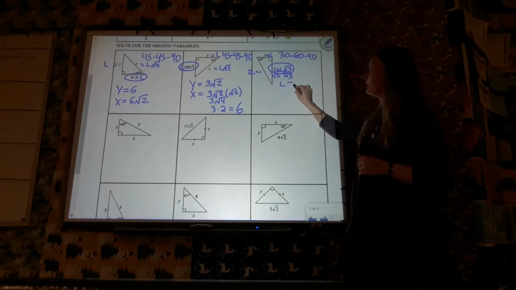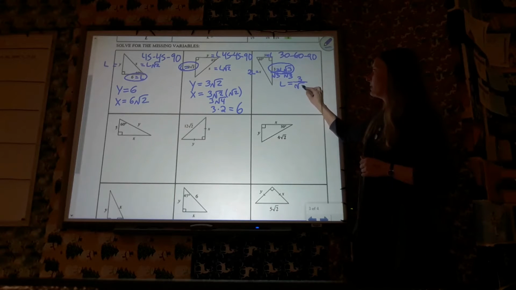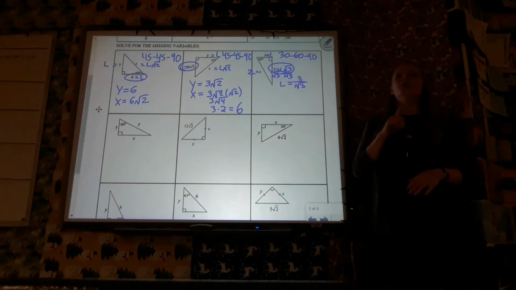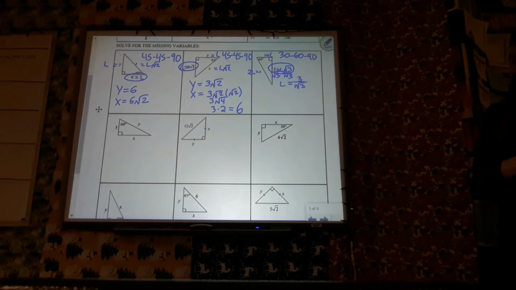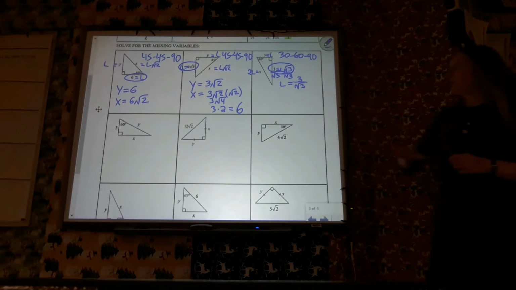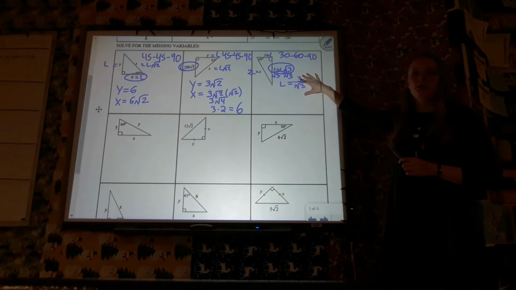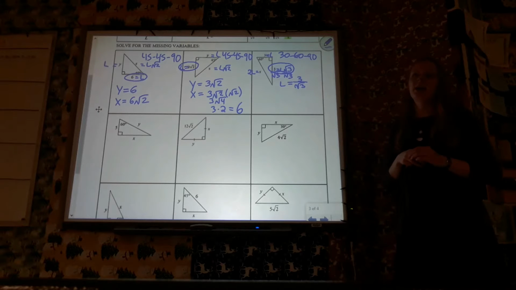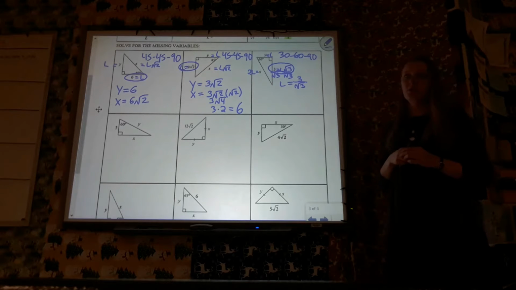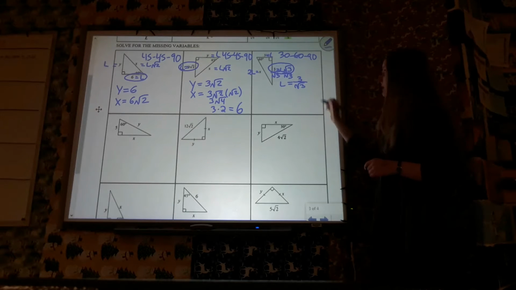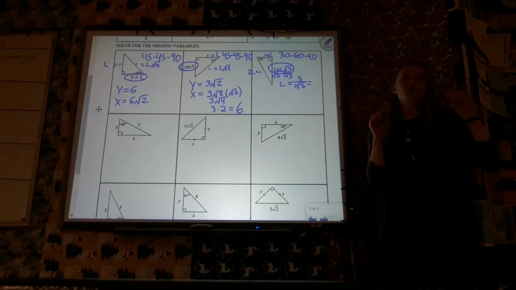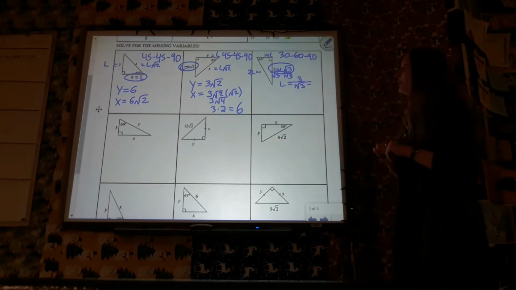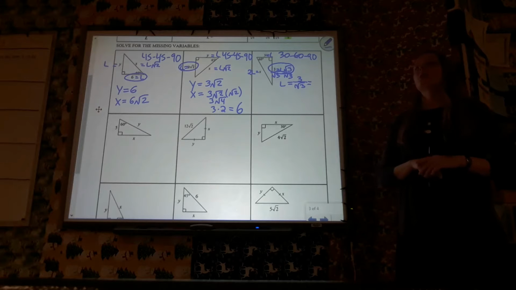So I get L equals 3 divided by the square root of 3. Now, do you remember how we started by talking about rationalization? This is where it comes in handy. When I divided by the square root of 3, we got this scenario. You're not allowed to have radicals in the denominator. So this is where you would use rationalization. So you can tell me, using that shortcut, and we talked about the shortcut rather than the long way, how would I rewrite this?